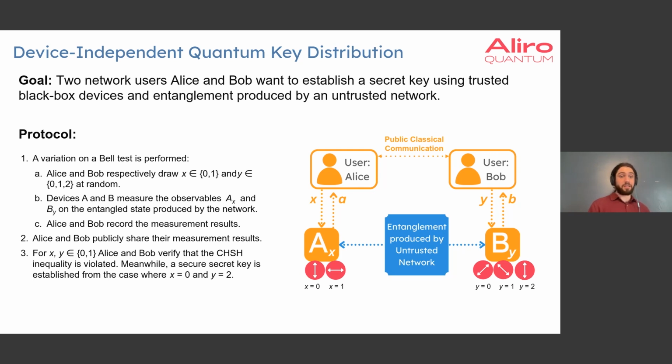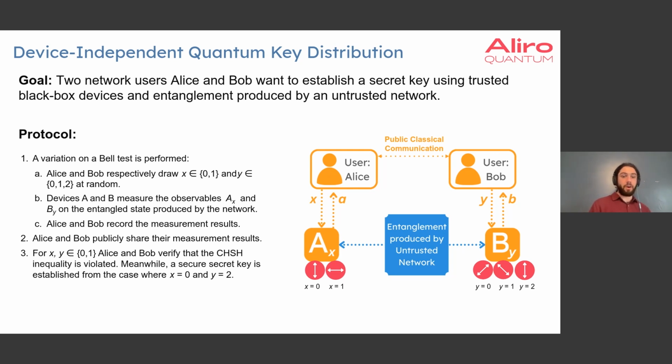After Alice and Bob have recorded their measurement results, they'll communicate over a public classical channel and share what their drawn values were, what inputs they gave to their devices. Then anytime that Alice and Bob each input the values 0 or 1 into their device, they use that data that they recorded to verify that the CH-SH inequality was violated.